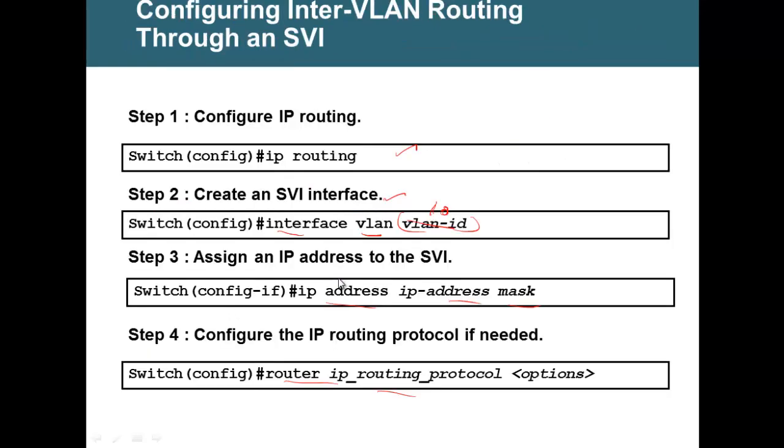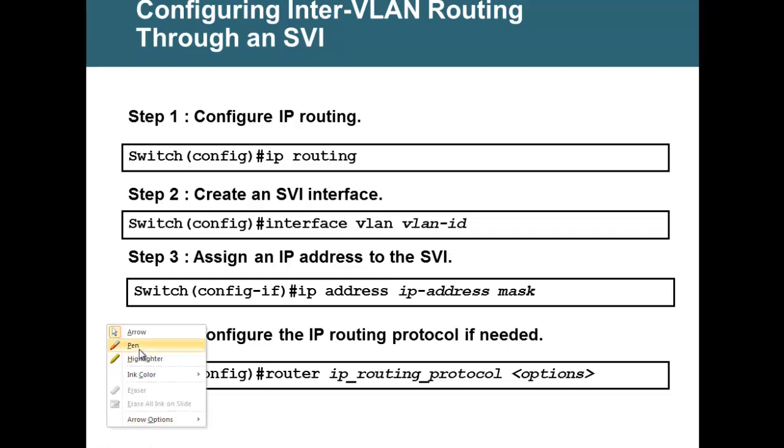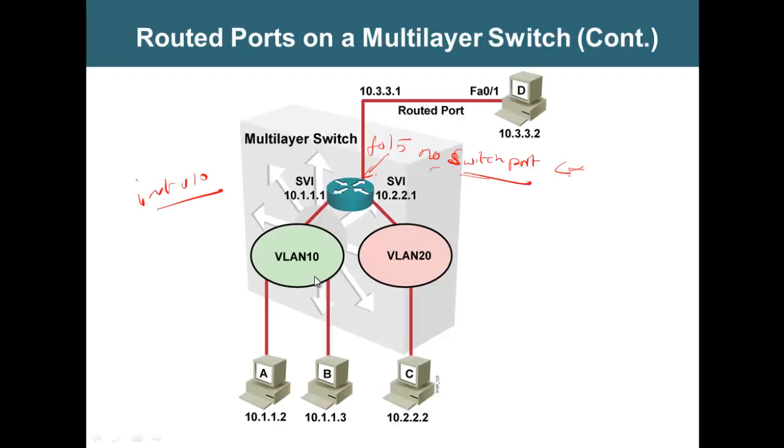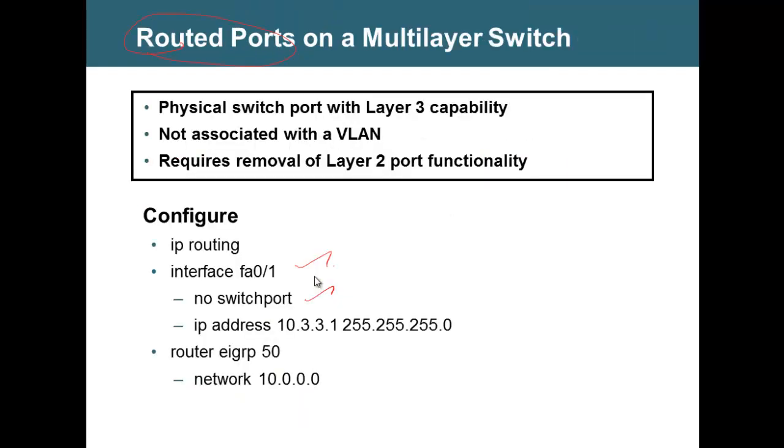Whereas here, this is not a physical interface. This is a virtual interface called interface VLAN. So we also call it VLAN interface. So on a multilayer switch, you have two different types of interface. One, the physical interface is turned into a routed port. It can do routing. The other interface is the virtual interface. The virtual interface will do routing for you.